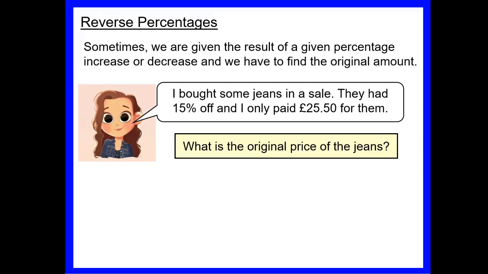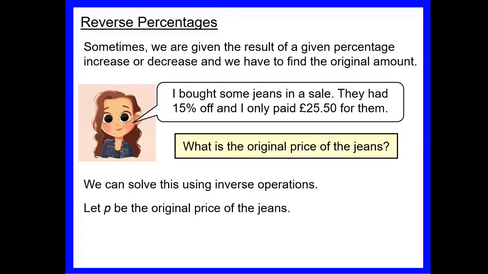Well, if we think about how we would work that out normally, we would say that the original price of our jeans, we're going to call that P for now, we would multiply it by 0.85. Remember, we're multiplying by 0.85 because they were reduced by 15%. So 100 minus 15 is 85%, and 85% as a decimal multiplier is 0.85. And we know that that should come to £25.50.